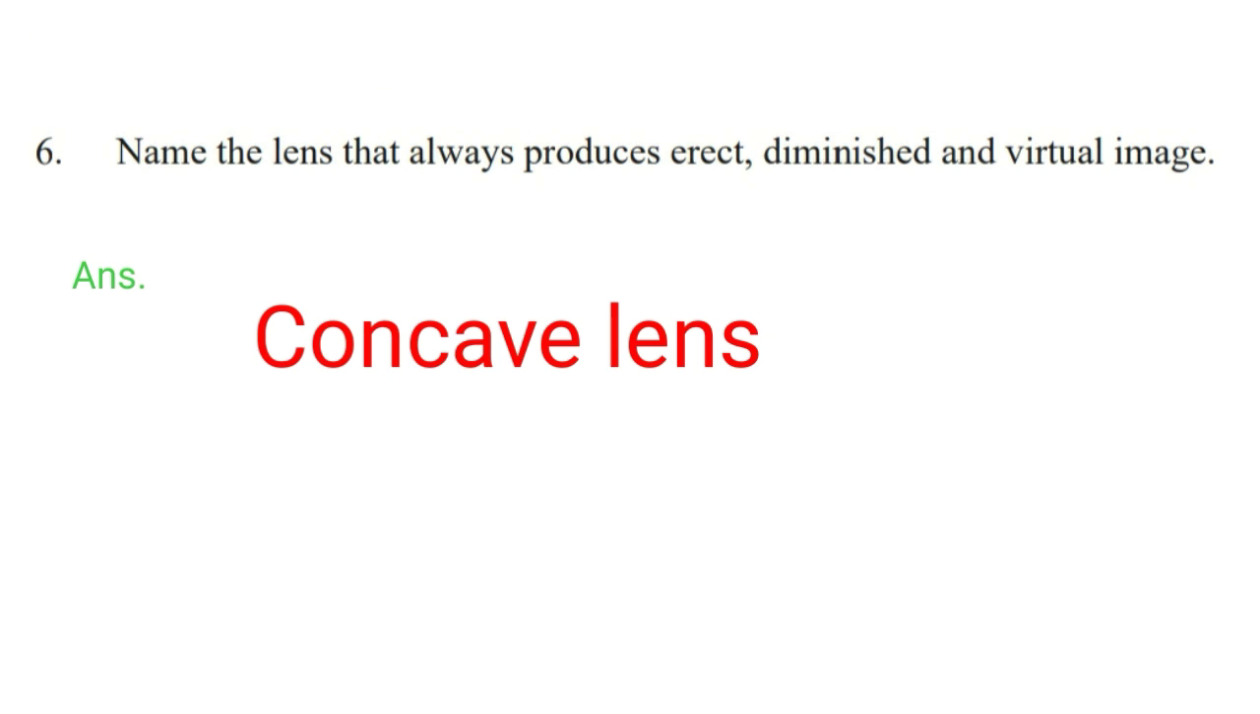Next question. Name the lens that always produces erect, diminished and virtual image. Normally this type of lens is concave lens. In Kannada we call it nimna darpana.